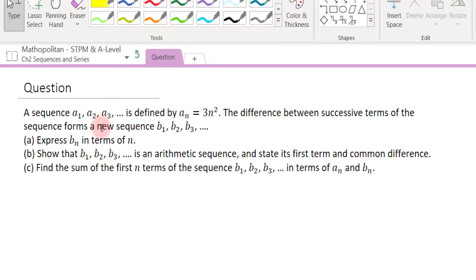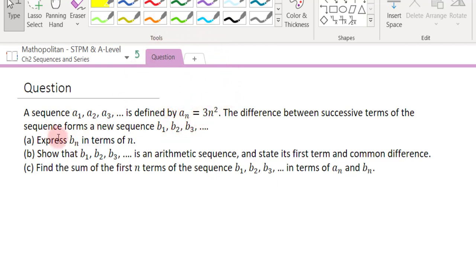This is a question from sequences and series. So we have a sequence here, A1, A2, A3, and so on and so forth, that's defined by A sub n equals 3n squared. This is the nth term of this sequence. And it mentions that the difference between successive terms of the sequence forms a new sequence B1, B2, B3, and so on and so forth.